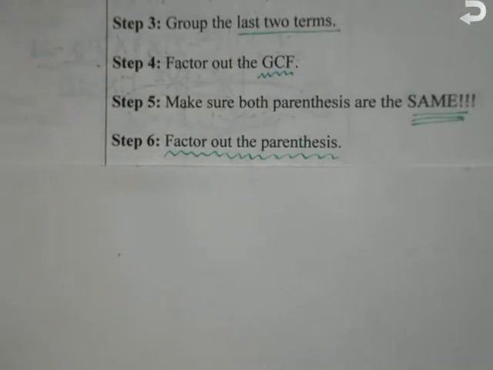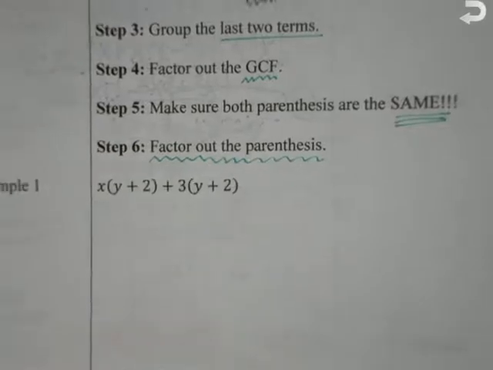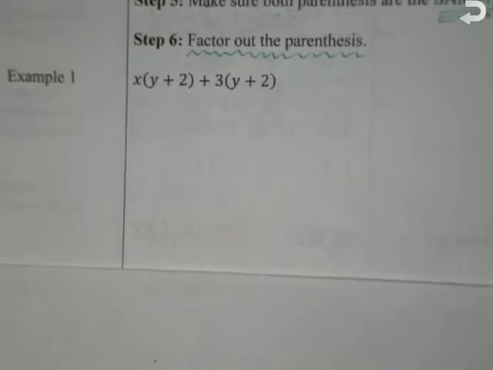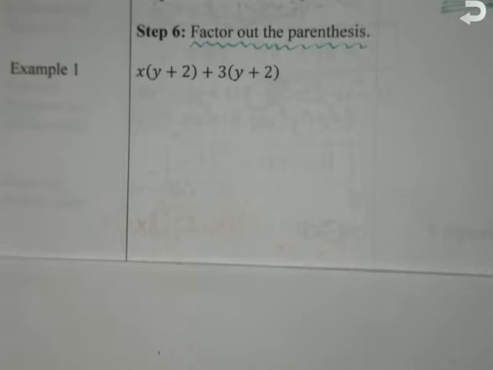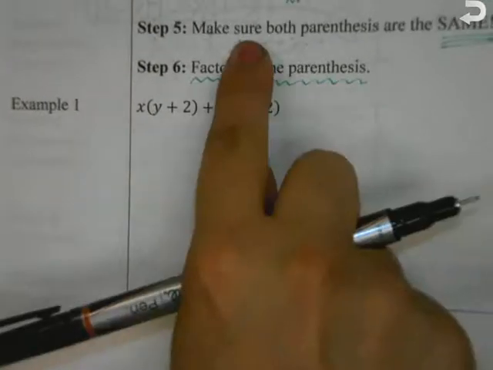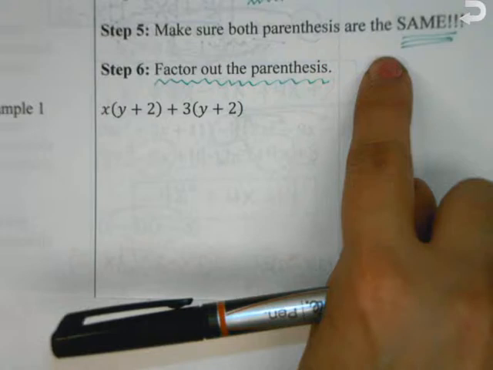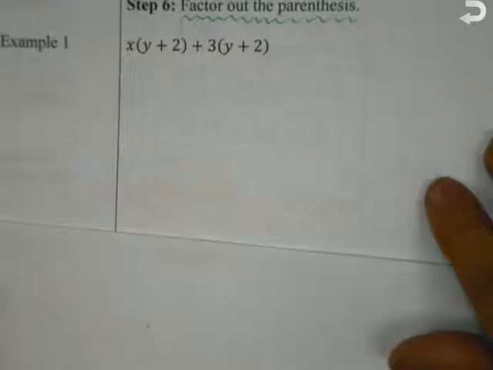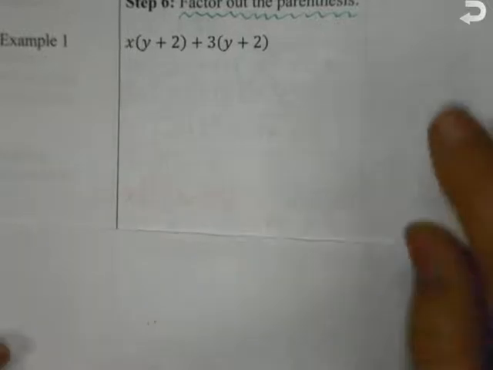So, example 1. Okay. Example 1. We have x times (y plus 2) plus 3 times (y plus 2). This is not what your problems are going to look like. This is kind of at step 5. So notice how step 5 says make sure both parentheses are the same. That's what this step should look like. So after you factored out the GCF, you should have 2 sets of parentheses that look exactly the same.